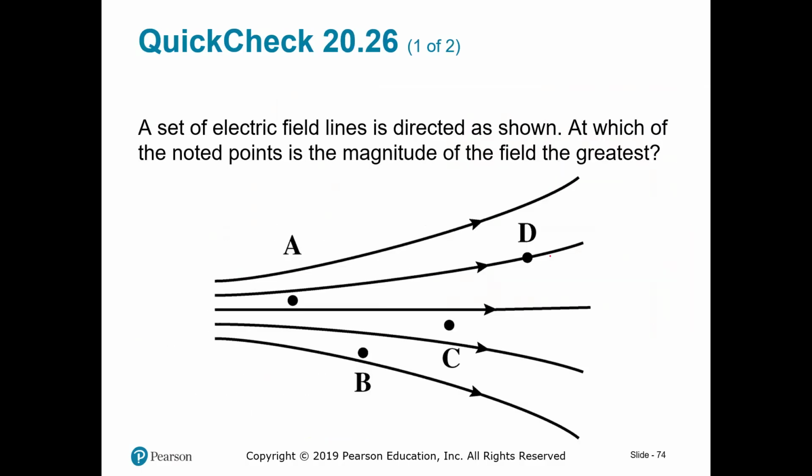So now electric field line is drawn. At which point is the electric field greatest? How do you know that? You have to check the density of the area. Right? You see A has the strongest electric field there.